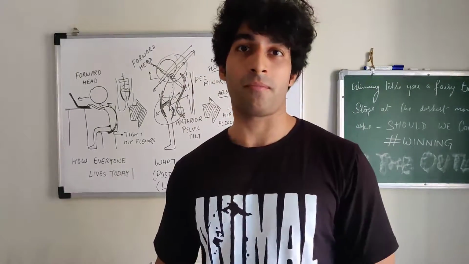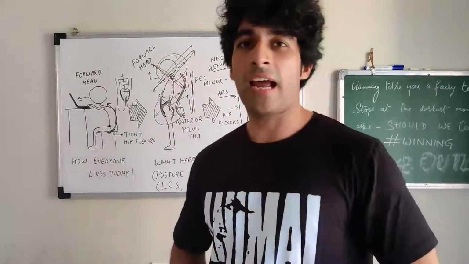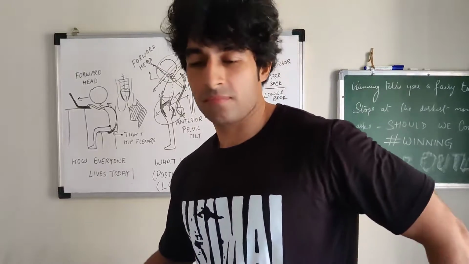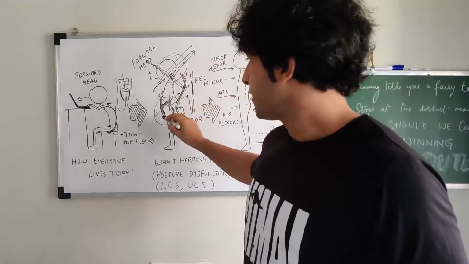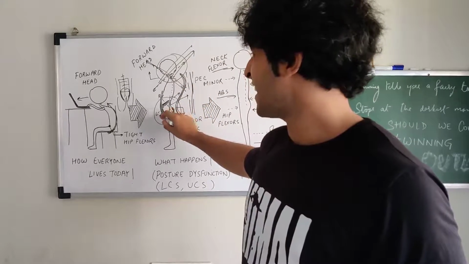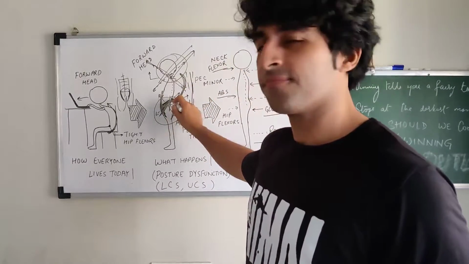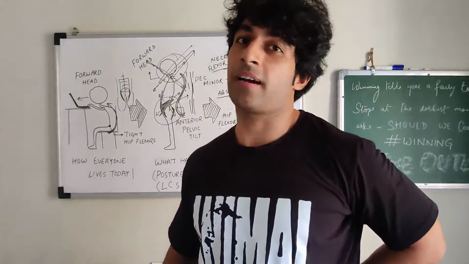Upper cross syndrome. Similarly, your abs are protruding out, hips are going back. It's a kind of a Donald Duck posture with tight hip flexors and a tight lower back.